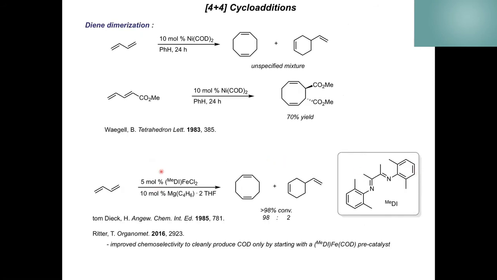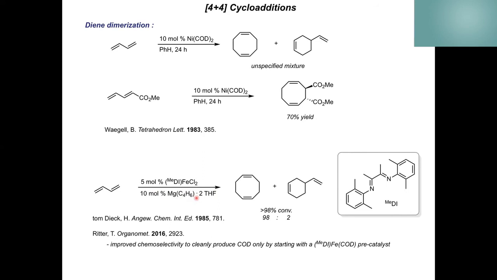Okay, and so in moving forward with this, where previously there had been a lot of mixtures when controlling this using a nickel catalyst, in the 1980s Tom Deek, and so Deek is the last name, and co-workers reported that they could use this iron(II) salt precatalyst supported by this alpha diimine ligand chelate, activating that with probably one of my favorite activating agents, which is magnesium butadiene.